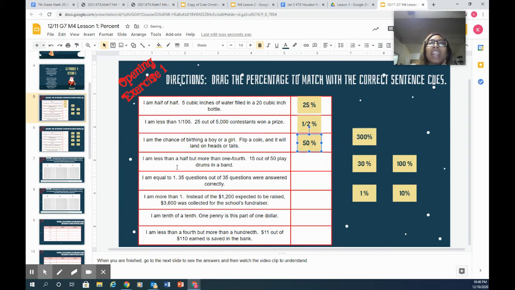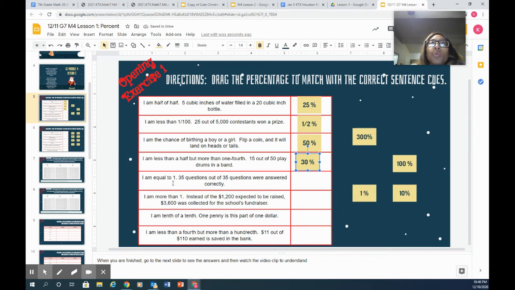I am less than half, but more than 1/4. 15 out of 50 play drums in a band. Well, let's think about it. Less than 1/2, so we're talking about less than 50%, but more than 1/4. And we already stated that half of half is 1/4, and that's 25%. So we're looking at less than 50%, but more than 25%. Well, that's going to be 30%.